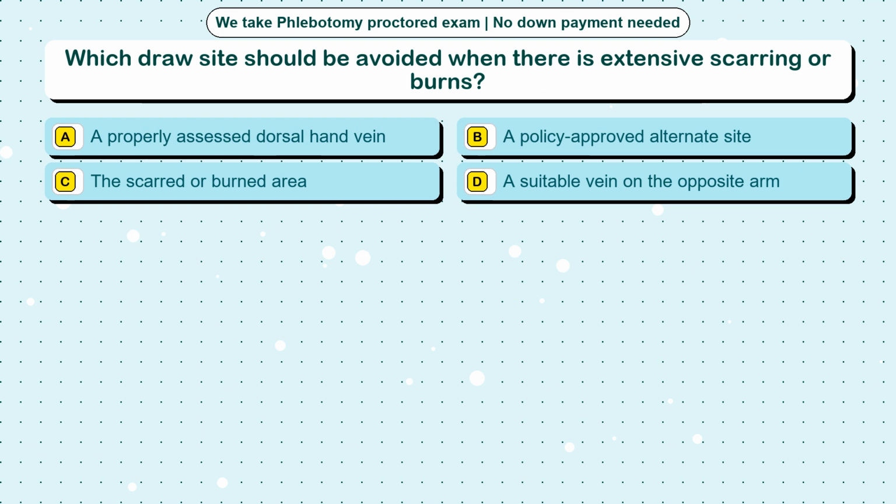Question 34. Which draw site should be avoided when there is extensive scarring or burns? Option A, a properly assessed dorsal hand vein. Option B, a policy-approved alternate site. Option C, the scarred or burned area. Option D, a suitable vein on the opposite arm.